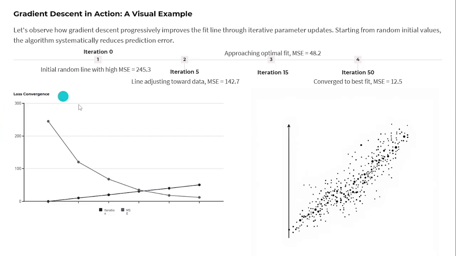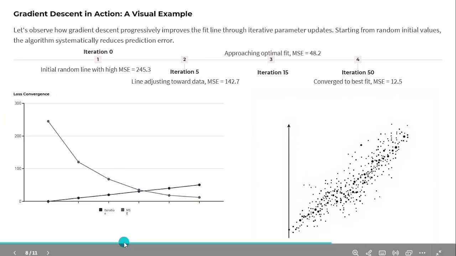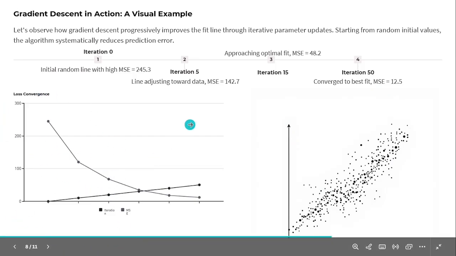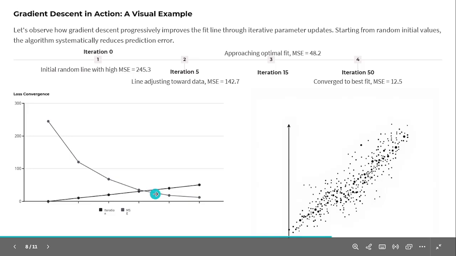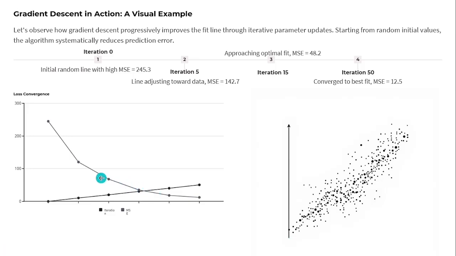Now, the loss convergence graph. This graph shows how the loss value decreases with the iterations. Initially, it drops sharply because the model is learning fast. Later, it flattens as the line approaches the best possible fit. This pattern is typical for a well-tuned gradient descent process. Hope you understand both these graphs.